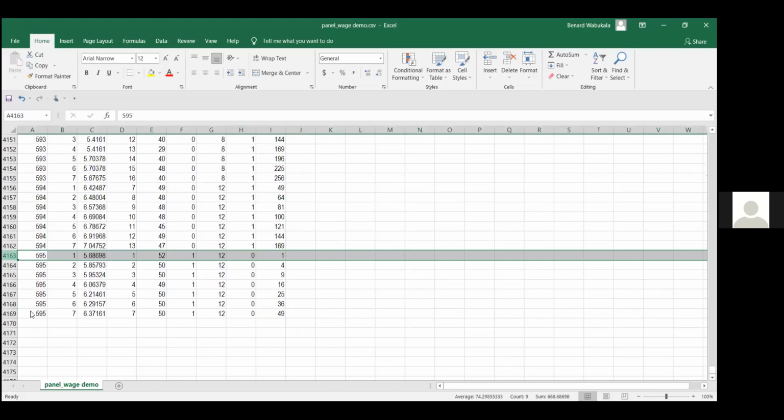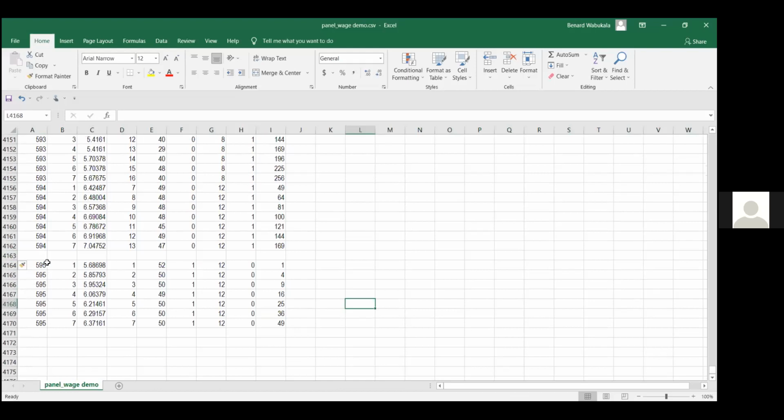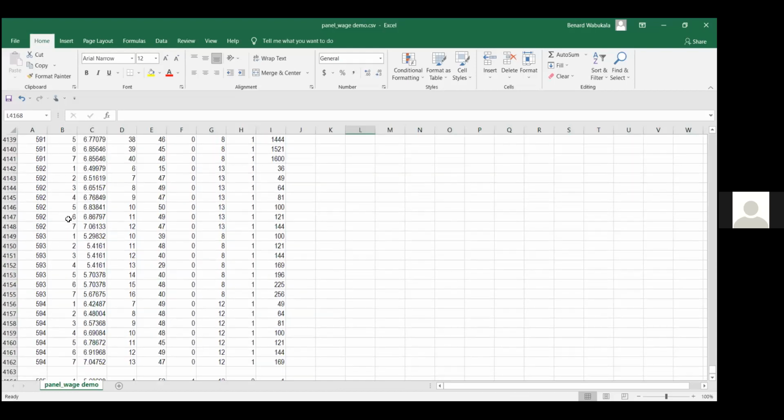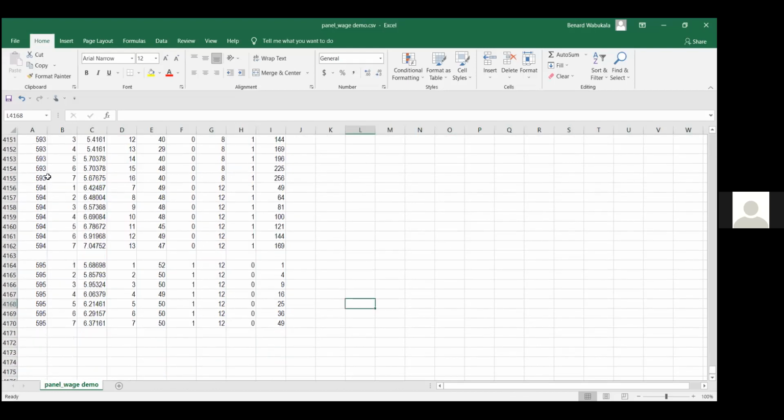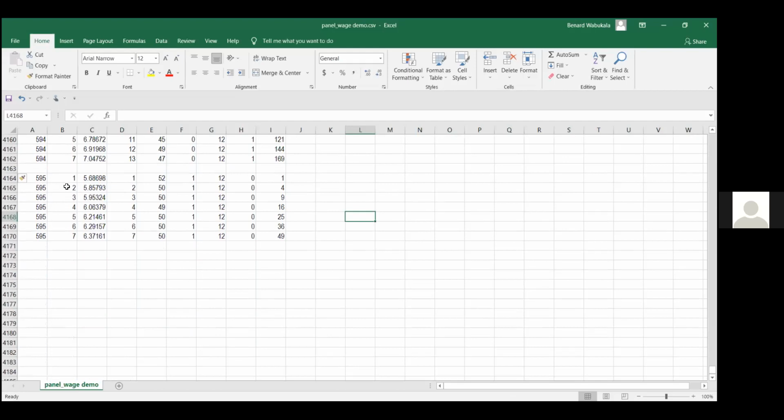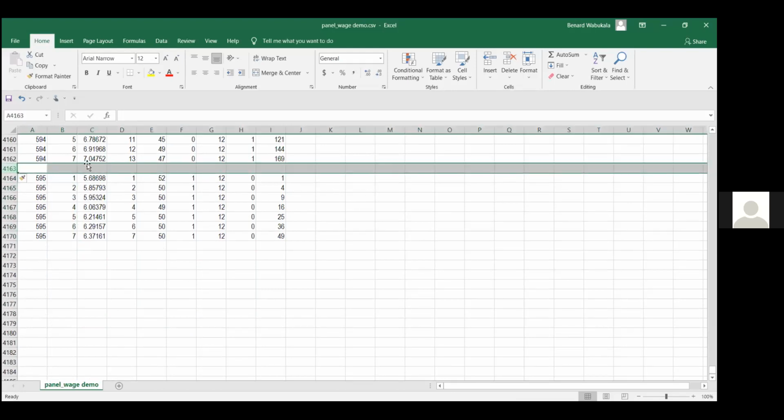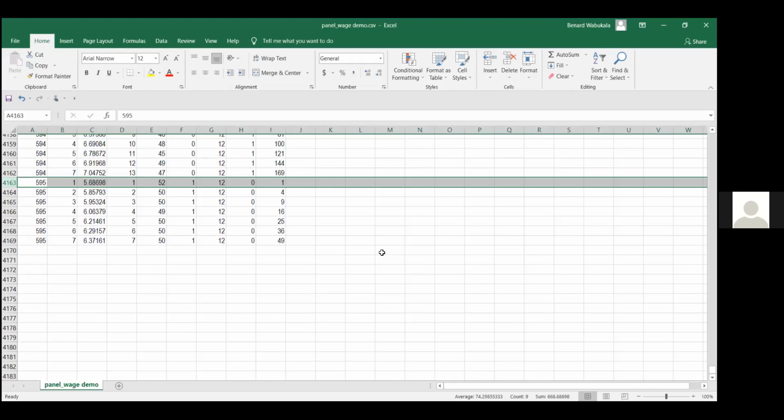So this is the last in the video, from individual number 1 up to individual number 595, who were also observed over the same period of time. When you observe these individuals over the same time span and then put them together, that's what we define as our panel data that we referred to.